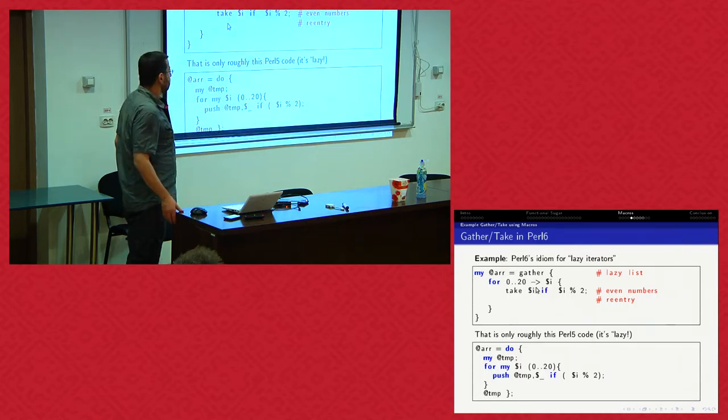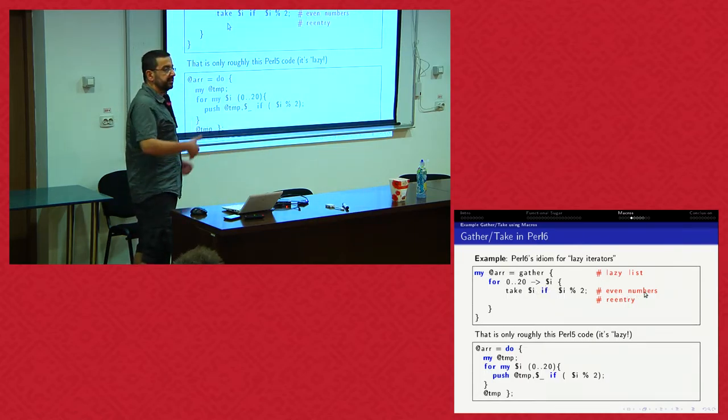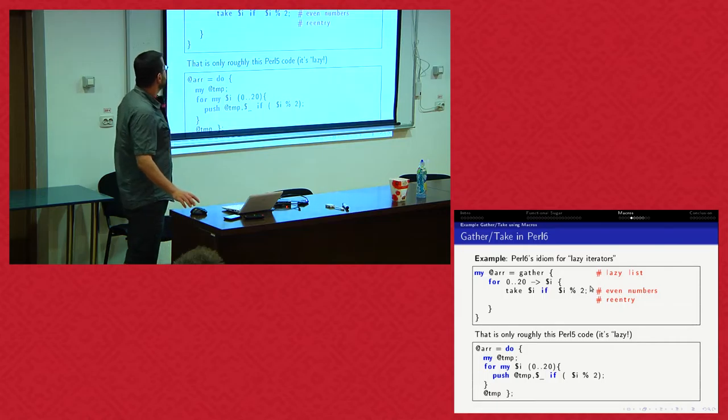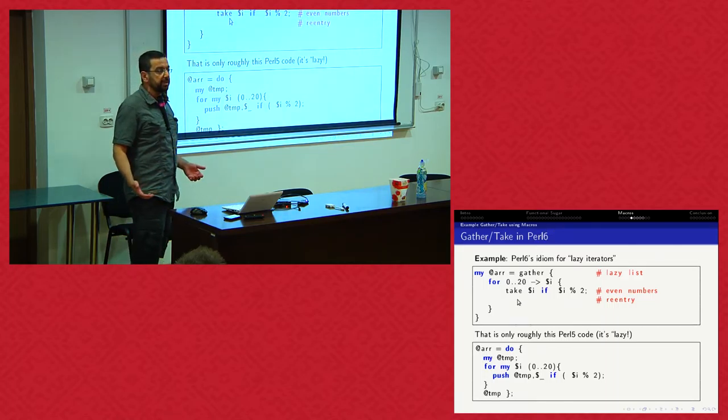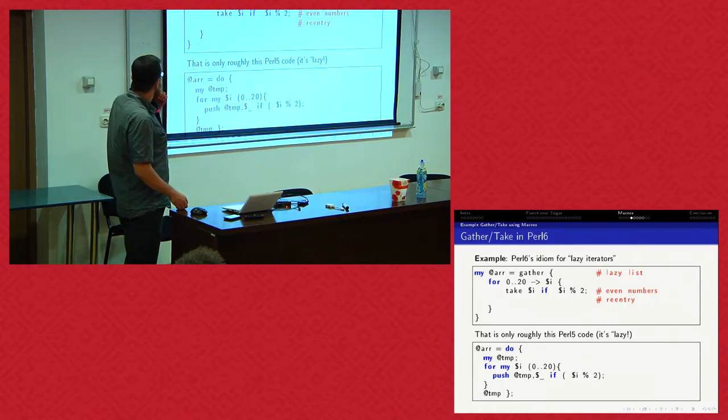Gather-take can be called like an iterator 20 times, it gives me 20 results, and then it stores the context, what it does, and then it continues where it stopped. If you know Python, there's the yield command which does something similar with generators. This can only be roughly done in Perl 5.